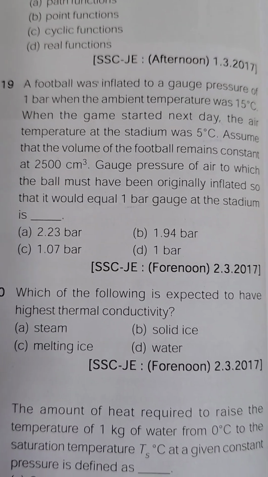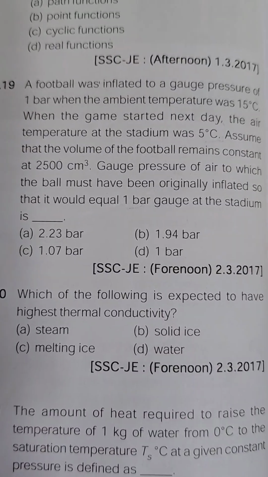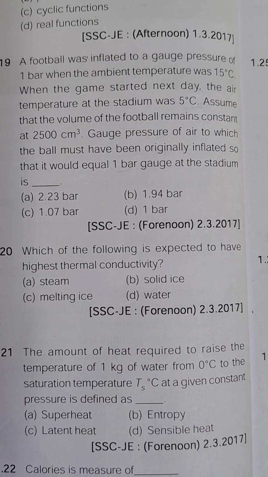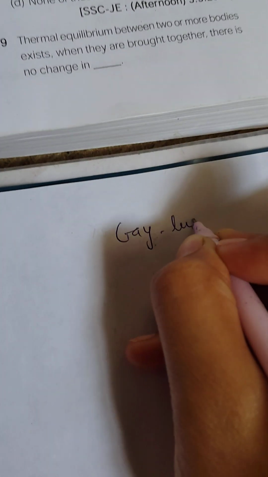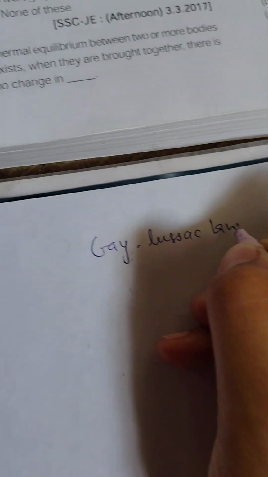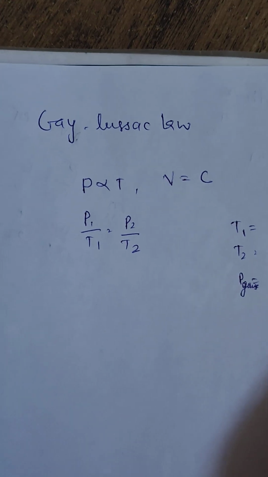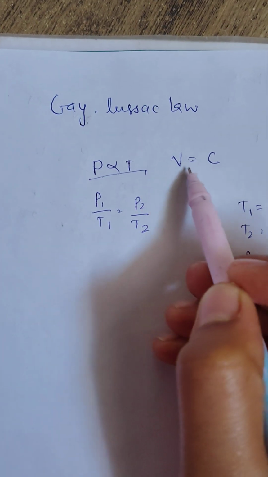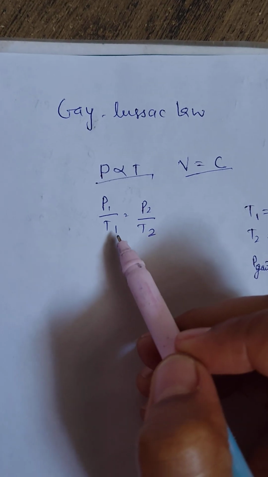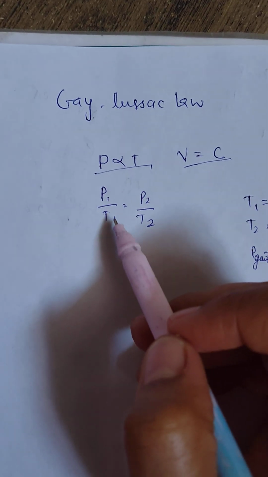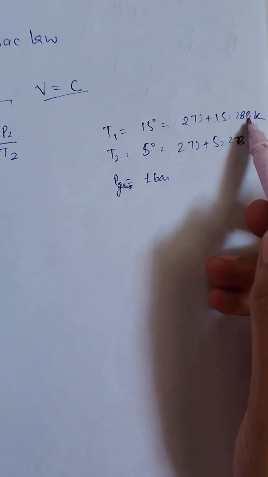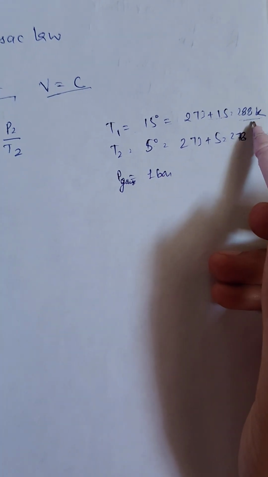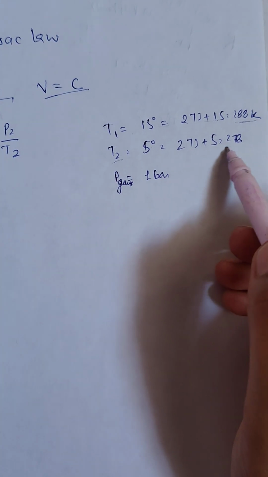So here we are asked the original pressure, that is how much the initial pressure should be so that our pressure is maintained at 1 bar. So according to Gay-Lussac law, pressure is proportional to temperature and volume is constant. So by this formula we can write it like this. As we know, the initial temperature is 15 degrees Celsius. If we convert into Kelvin, then T1 becomes 288 and T2 is 278.